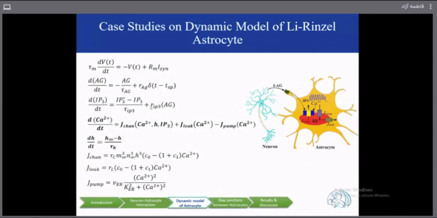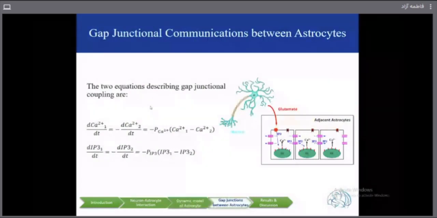Here we can see the gap junctional communications between astrocytes. There are two equations which describe gap junctional coupling of astrocytes. In these two equations, we have P_calcium and P_IP3 parameters, which are the respective values for calcium and IP3 permeability at gap junctions. In this picture, we can see the gap junctional communication between adjacent astrocytes by glutamate release from an adjacent neuron. Since the permeability of gap junctions to IP3 is much higher than the calcium permeability, we use equation number 2 to model the coupling of astrocytes.